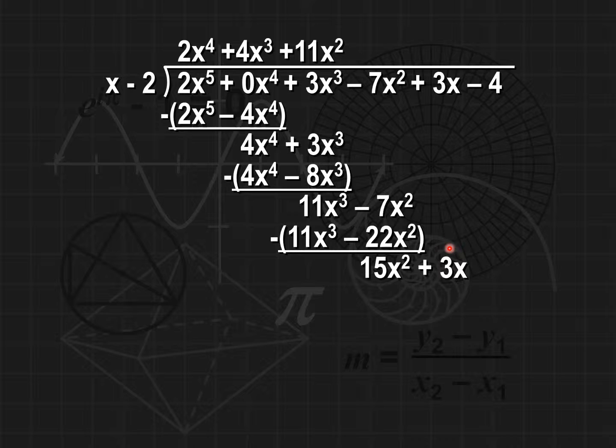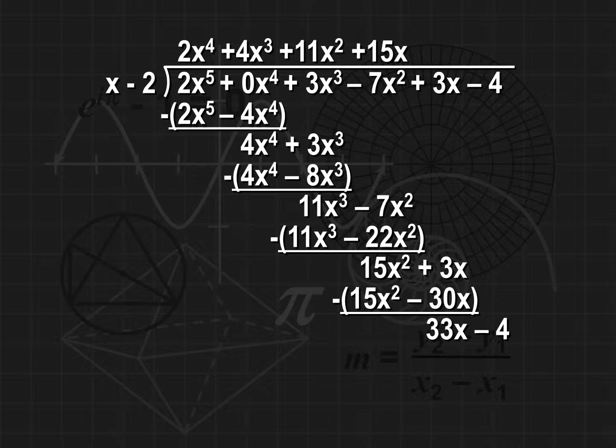plus 3x. So then I think, what can I multiply x by to get 15x squared? Well, I have to multiply by 15x. So 15x times x is 15x squared. 15x times negative 2 becomes minus 30x. So I'm going to subtract both. So negative 15x squared cancels like it's supposed to, and then minus negative 30 becomes plus 30x. So I end up with 33x.